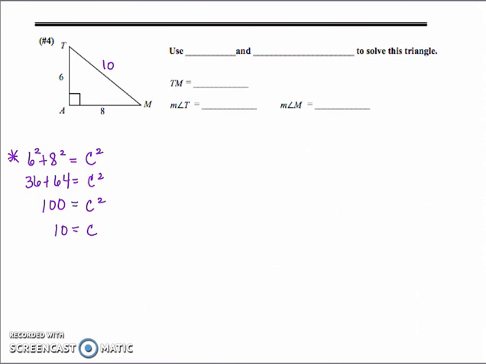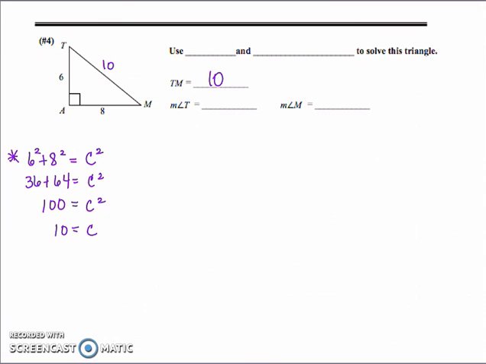If you remember from earlier in the notes, we know that this is one of our special triangles, right? A 6, 8, 10 is really a multiple of a 3, 4, 5. So side TM, we just found, is going to be equal to 10. But the problem is that since we don't have any of our angle measures, we can't use SOHCAHTOA, but we can use an inverse trig function.